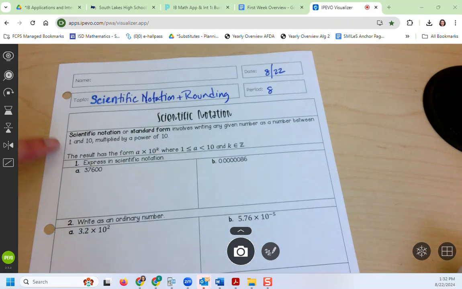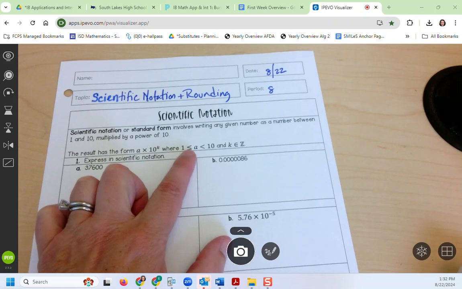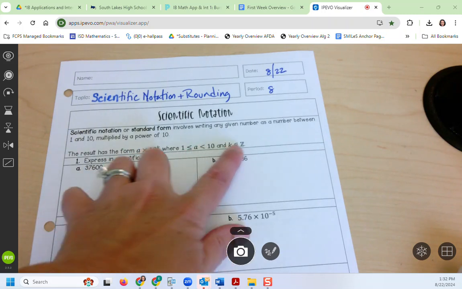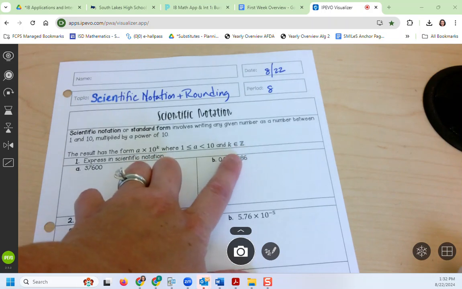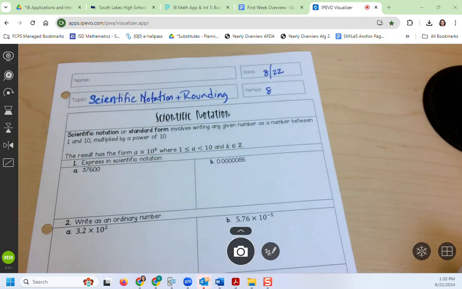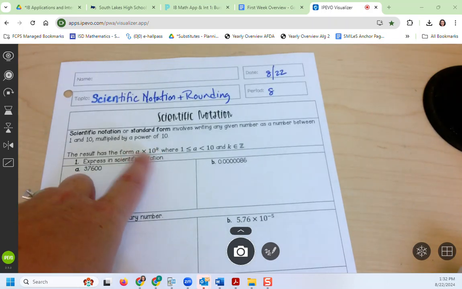Look at this expression here. The result has the form a times 10 to the k, where 1 is less than or equal to a is less than 10, and k is an element of z. What in the world is that? Can anybody explain what that's saying? Let's break it down, all right? A times 10 to the k, that kind of looks like scientific notation, right? The a and the k would be variables, right? Okay, so we've got variables here.